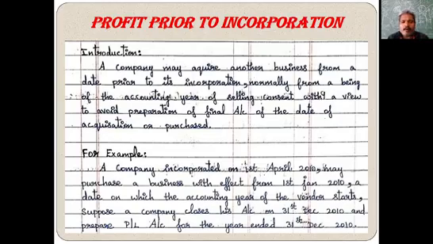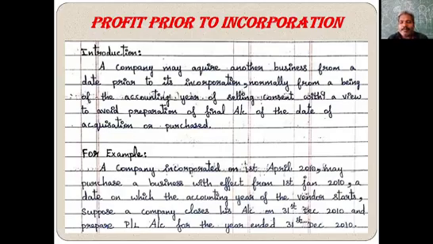of the accounting year of the selling concern, with a view to avoid preparation of final accounts as of the date of acquisition or purchase of the business. So due to that, they will prepare profit prior to incorporation. That means how much they earned before incorporation and after incorporation. For the purpose, they prepare profit prior to incorporation.